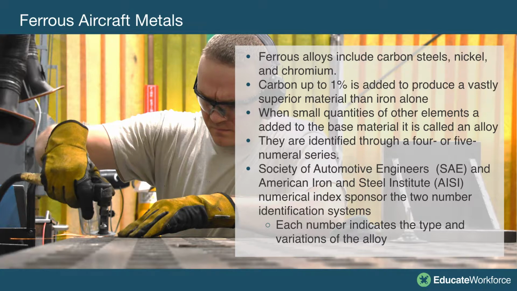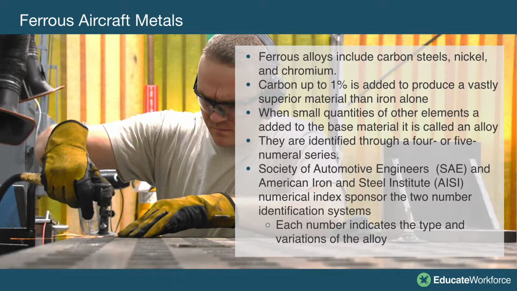Ferrous alloys are going to include things like carbon steel, nickel, chromium. Carbon up to 1% is added to produce a vastly superior material than iron alone. It's going to allow for increased strength. When small quantities of other elements are added to the base material, it is also called an alloy.